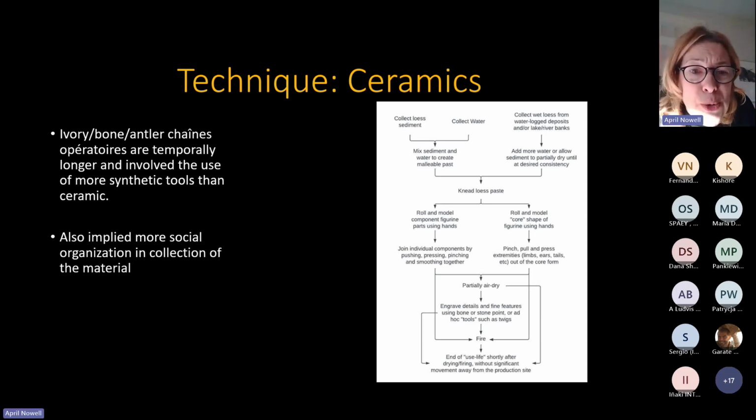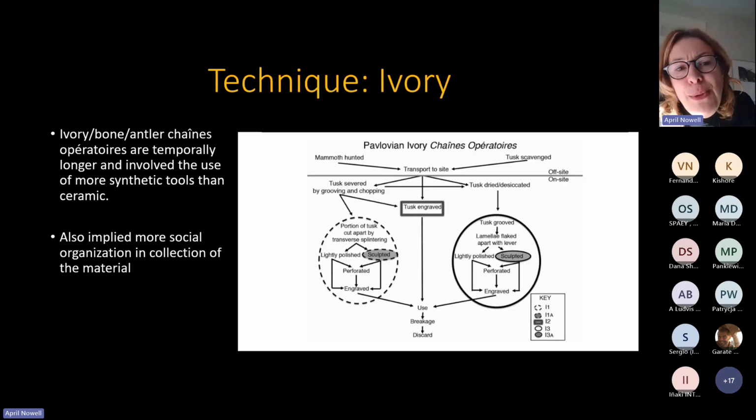You don't need any special tools to collect this material. You don't need any particular skills. So no real skillfulness is required to collect and process this raw material. But if we contrast that with what people need to do in order to make figures out of ivory, it's so much more elaborate. At the very least, you need to get that ivory somehow. So you have to either hunt a mammoth, or you have to be able to scavenge a tusk. So you physically need to leave the site itself.